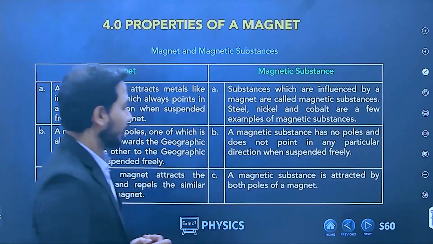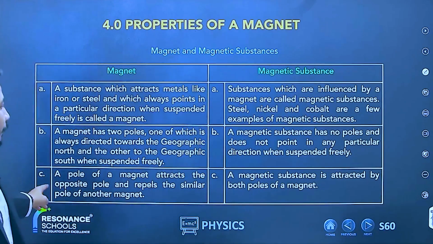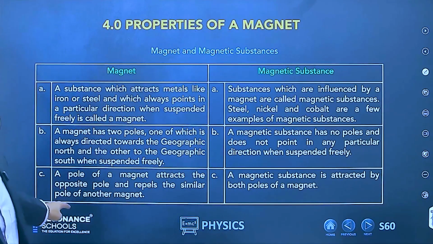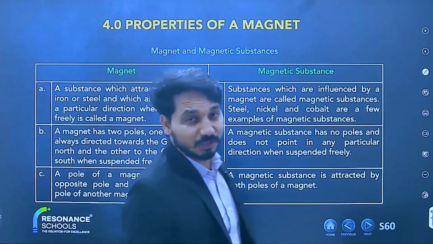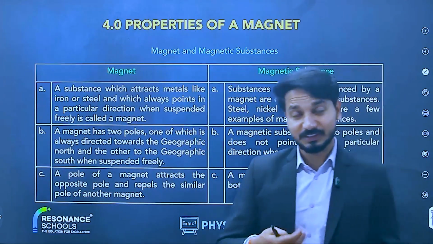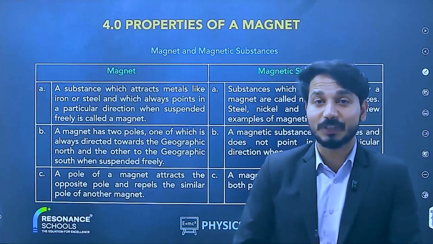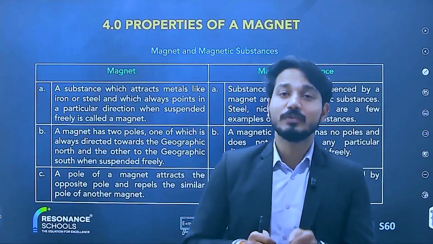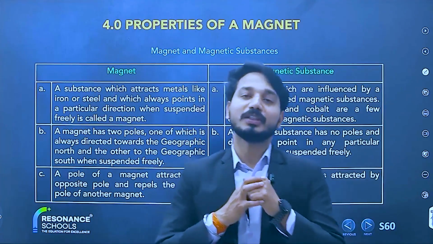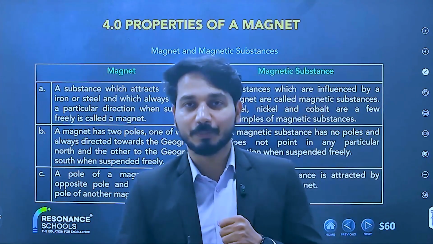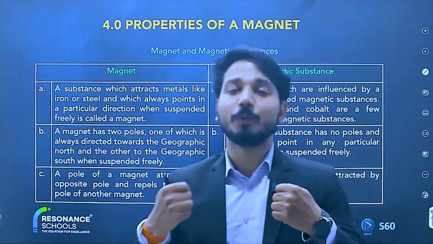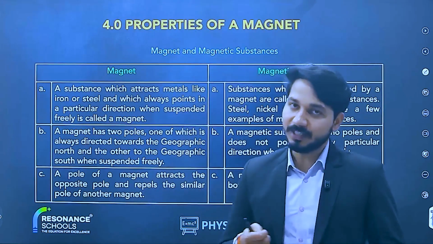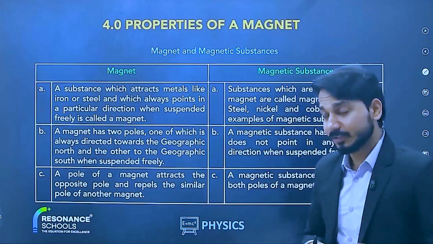Now, coming to the third point: a pole of a magnet attracts the opposite pole and repels the similar pole. This is one major property of a magnet by which we can understand that the particular substance is a magnet only. Repelling property: only the like poles of magnets repel each other. It does not happen with a magnetic substance.